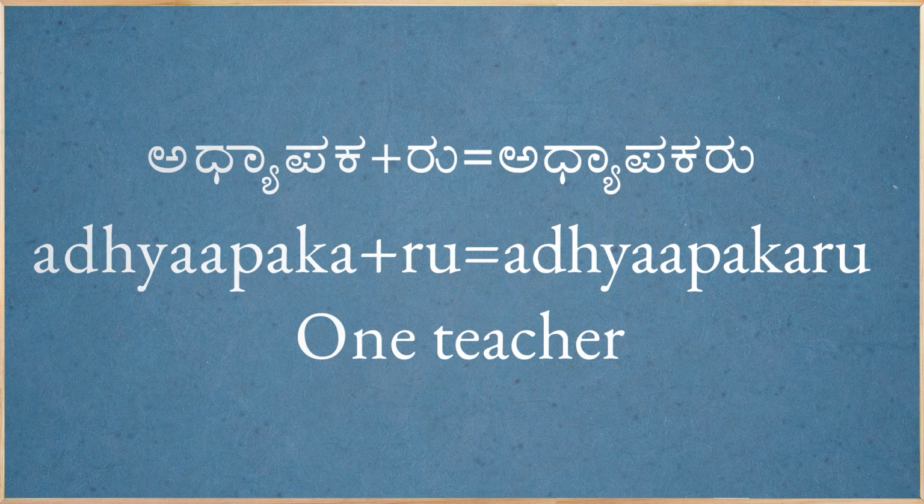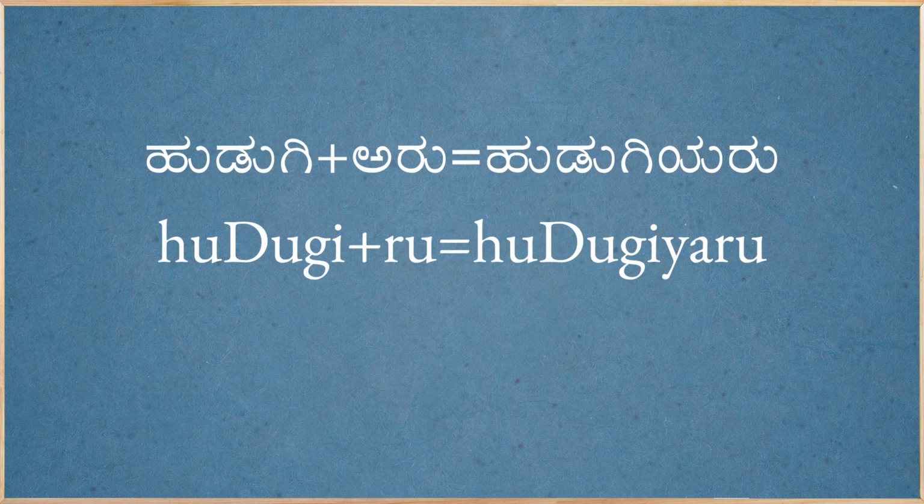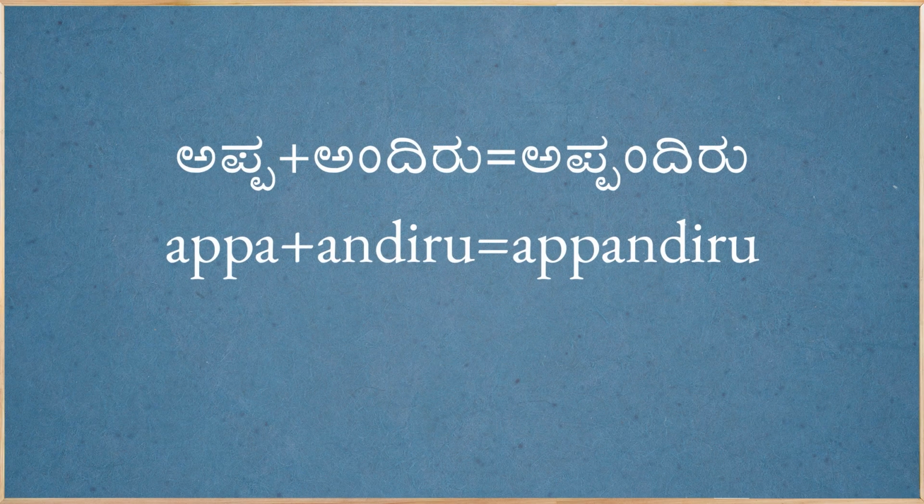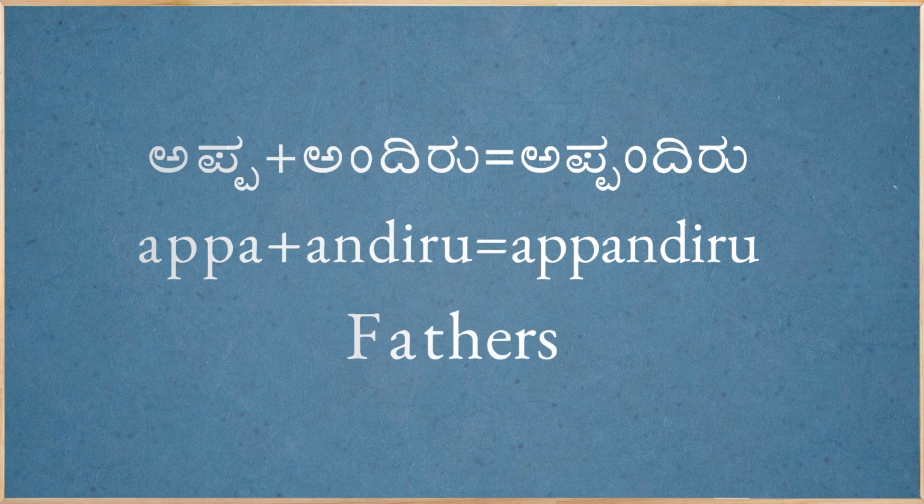Adhyapakaru for one teacher. Aru applied to human nouns ending in e or a. For example, hudugi plus aru will become hudugiyaru. Hudugiyaru. Girls. It also conveys respect in formal contexts. Andiru. Specific to kinship terms ending in a. Example, appa plus andiru becomes appandiru. Appandiru. It reflects familial and cultural emphasis.